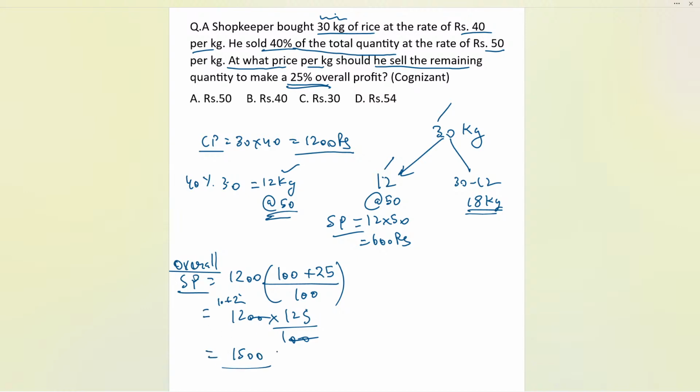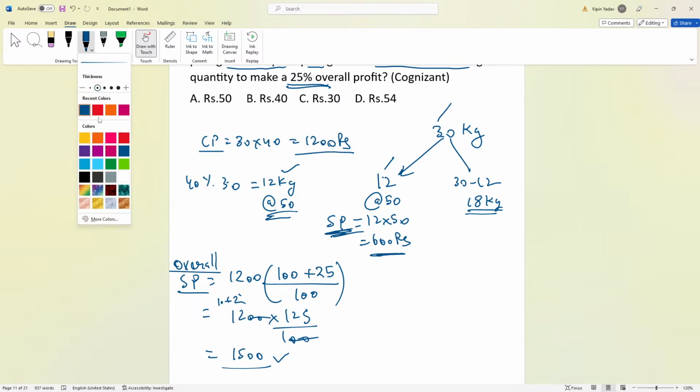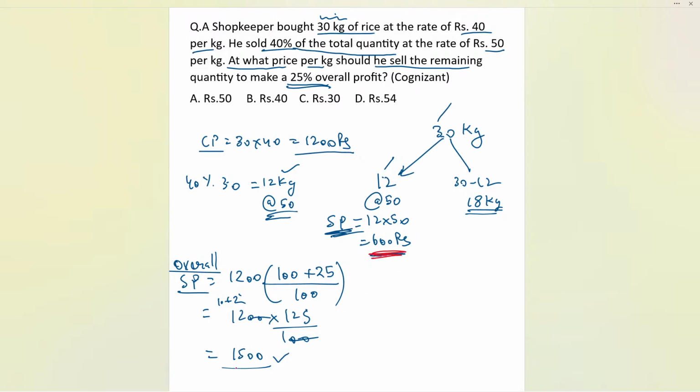This is the overall selling price. And earlier, for the first part, the selling price was 600. This is the final selling price, so can I subtract these two? If I subtract, it will be 900. 900 is the selling price for the second quantity, the remaining 18 kg.